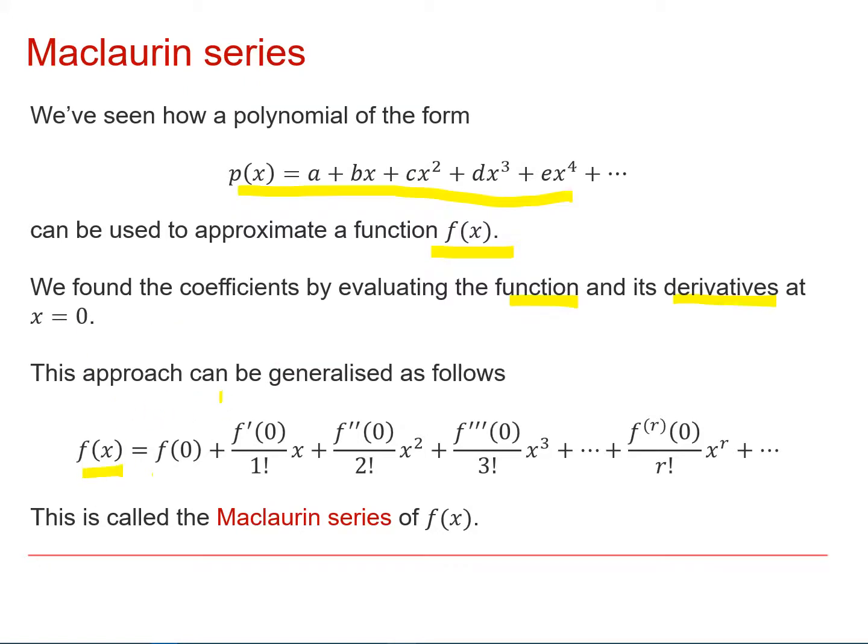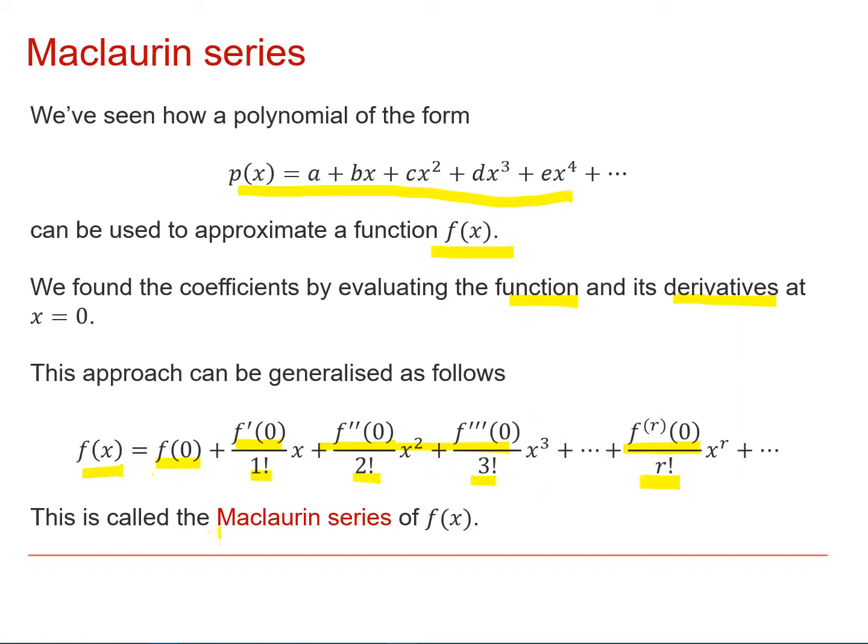Here's my function, and then if you look, I've got a polynomial in ascending powers of x, and my coefficients are f(0), f'(0) over 1 factorial, the second derivative at 0 over 2 factorial, the third derivative at 0 over 3 factorial, and so on. And the term in x to the r, the rth term in this series, is the rth derivative evaluated at 0 divided by r factorial. You should look at your textbook for a more detailed treatment of this and a proper derivation.